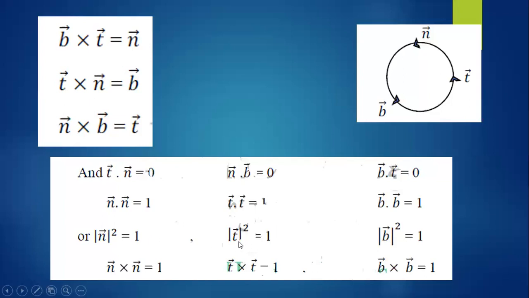N dot n is n square is equal to 1, t dot t is equal to 1, b dot b is equal to 1, and here it is written wrongly. N cross n is 0, t cross t is equal to 0, and b cross b is equal to 0. It's a composing mistake.